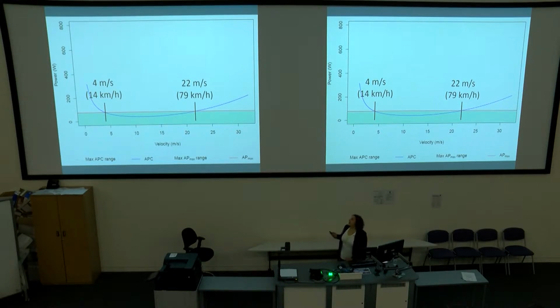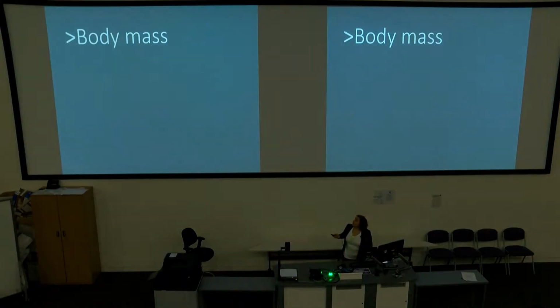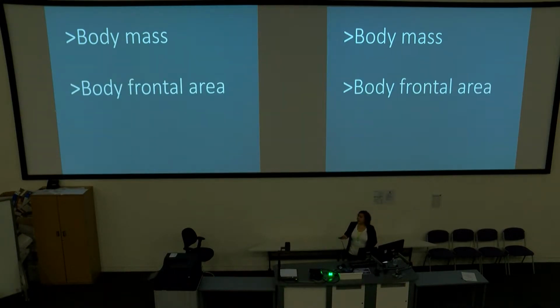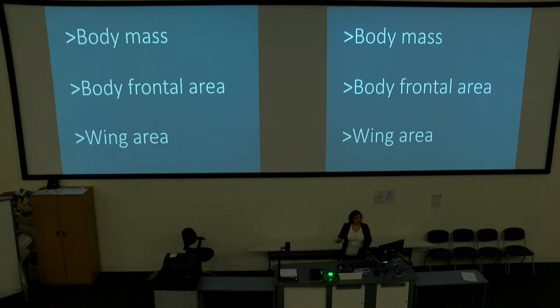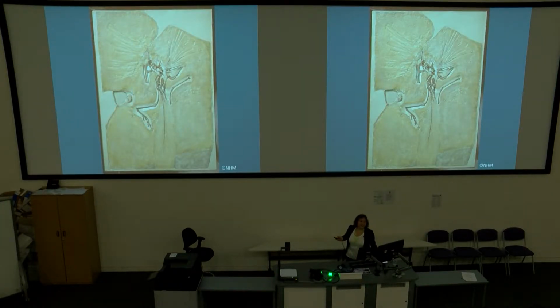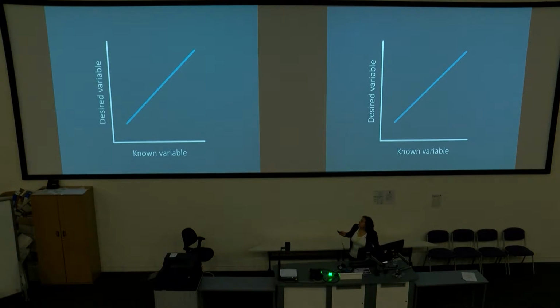However, in order to calculate power, we need three measurements: body mass, the surface area of the body, or body frontal area, and the surface area of the wings, or wing area. And again, good luck getting me those measurements based on that. So this is where we have to be, again, a little bit more inventive. We get around this by using regression equations.